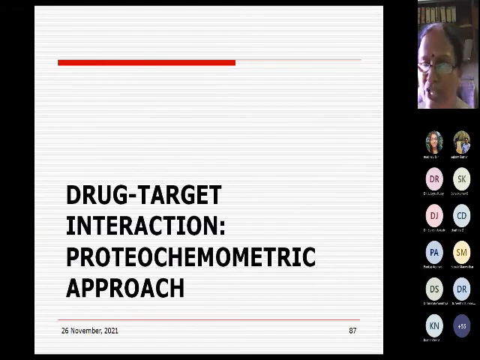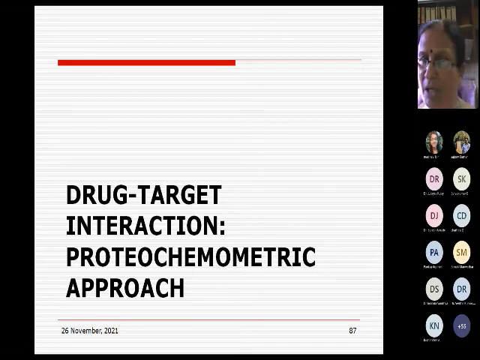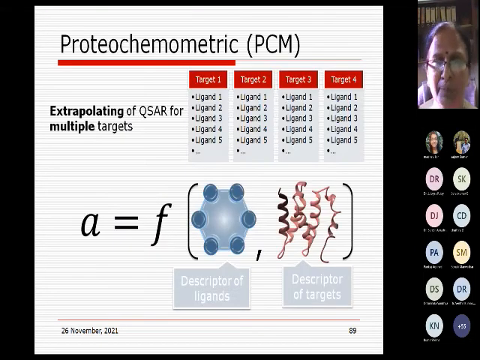The third application where we have used artificial intelligence is drug target interaction. In drug target interactions, we have to use the descriptors from the small molecules as well as the descriptors from the macromolecules, meaning the enzyme or the protein. So the descriptors from both molecules are used, known as the proteochemometric algorithm approach.